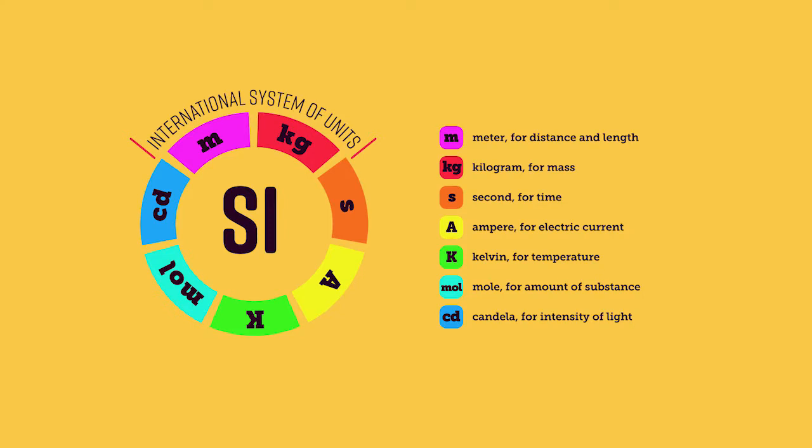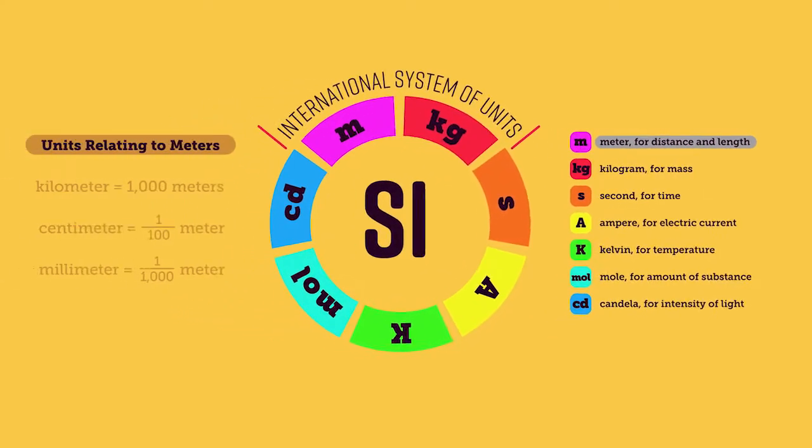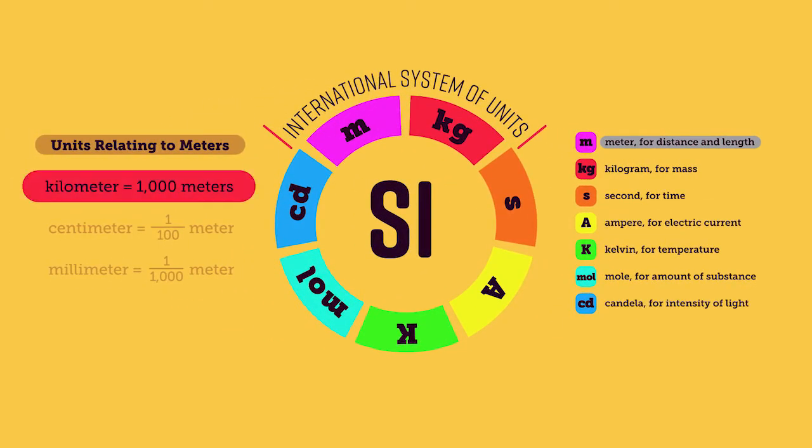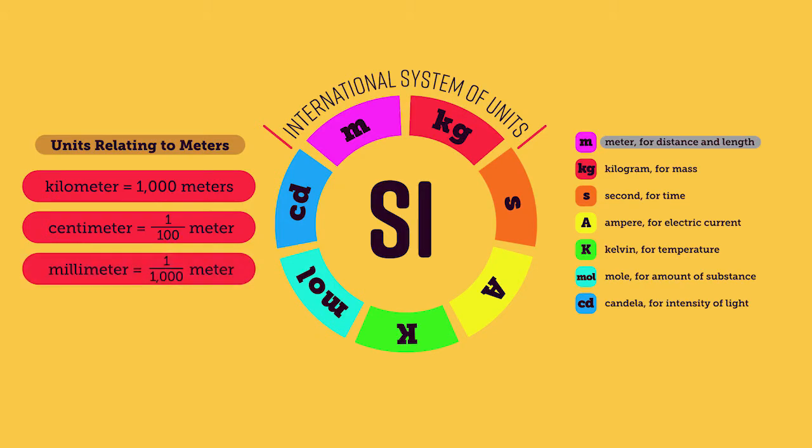The International System of Units uses the meter as the basic unit for measuring distance and length. When using the International System of Units, you are using units that relate to meters. A kilometer is 1,000 meters. A centimeter is 1/100th of a meter. A millimeter is 1/1000th of a meter.